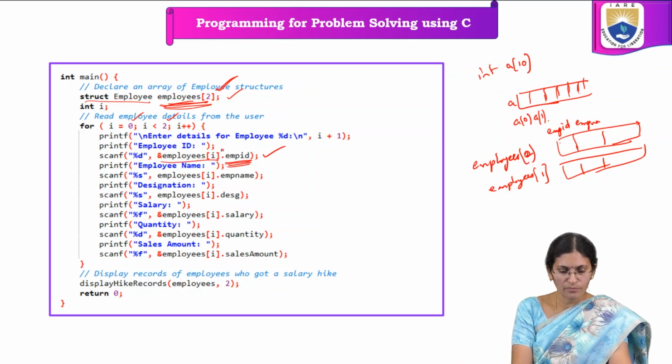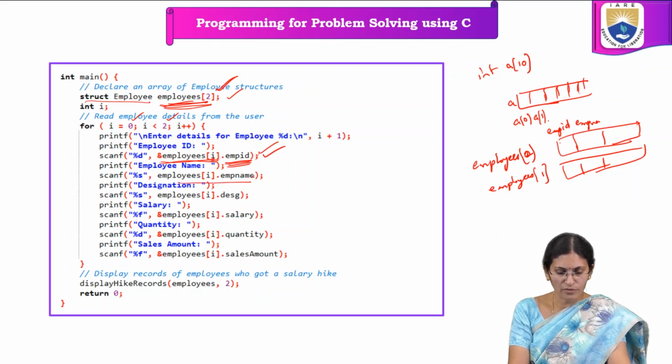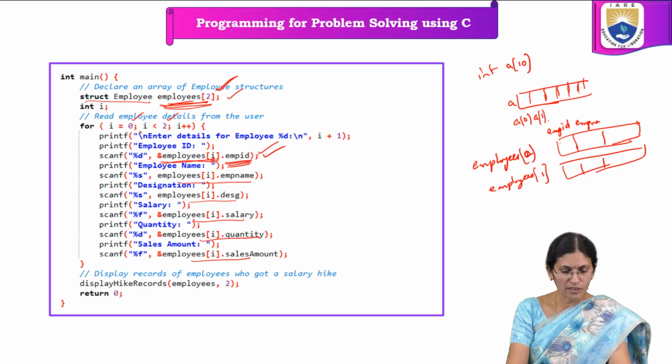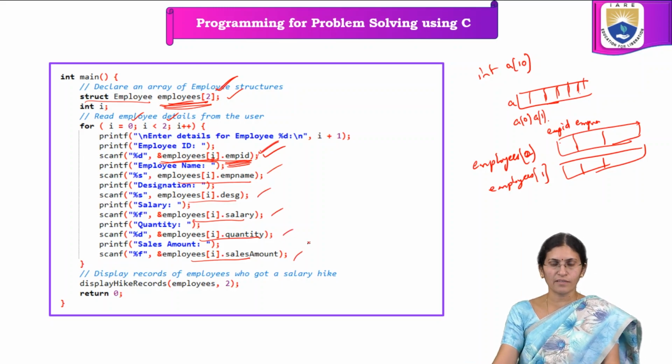In order to access it, we need to use the variable name employees of i. Here i represents the first employee ID, the first employee name, the first employee designation, first employee salary, first employee quantity, and then the first employee sales amount. Then when the i value is incremented by 1, it will read the values of the second employee ID, name, designation, salary, quantity and sales amount.